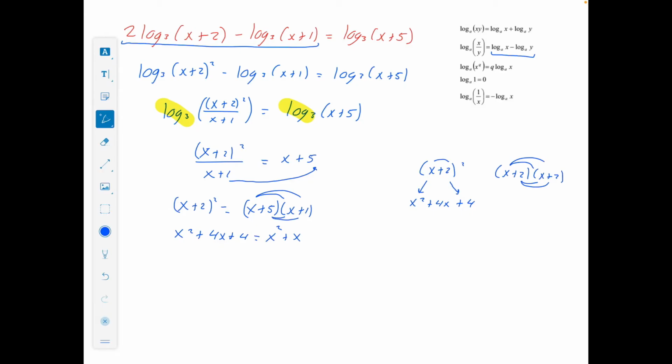is equal to, that'll be x squared plus x plus 5x plus 5, which will be x squared plus 4x plus 4 is equal to x squared plus 6x plus 5. Now I see here I have an x squared at both sides of the equal to sign, so they are just going to cancel each other out. So both of those x squareds will go. Then I'm left with 4x plus 4 is equal to 6x plus 5. Bring x's to one side, numbers to the other side. So I'll have minus 2x is equal to 1. So x is equal to minus a half.